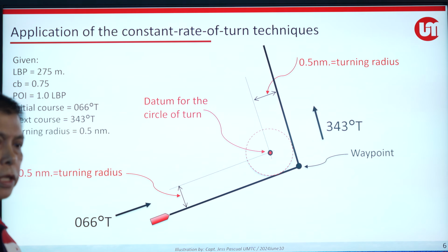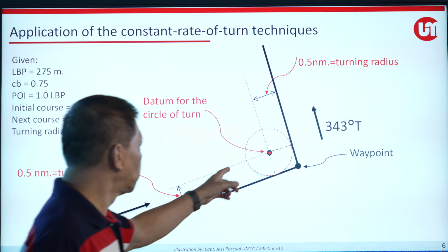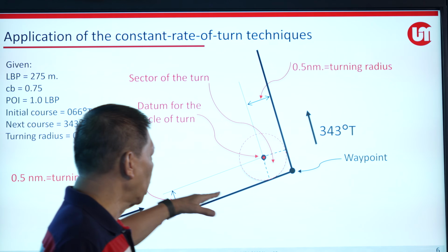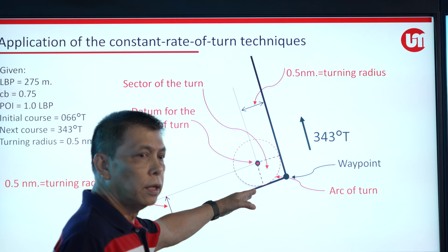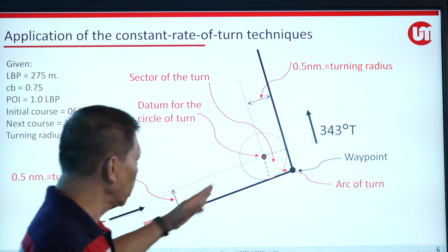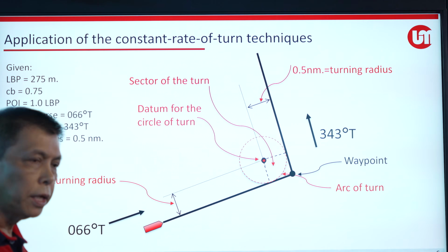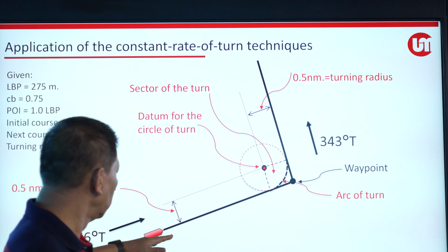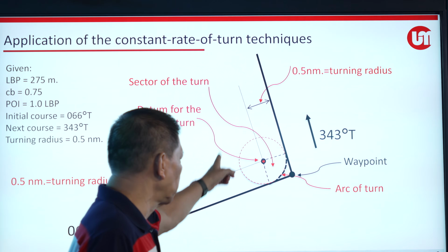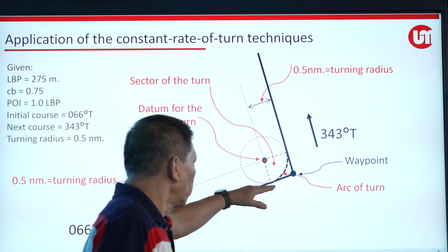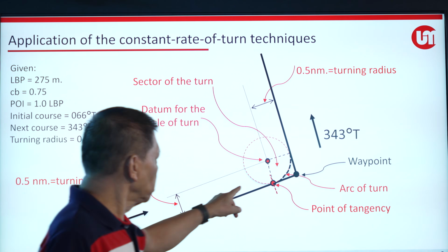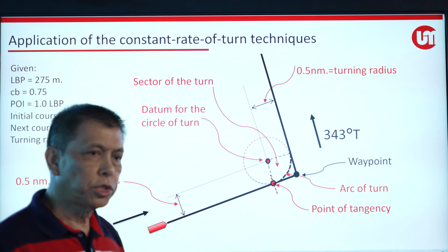What is most important here is this sector, because that's the sector of the turn. This sector contains the arc of the turn. The arc of the turn is the track that the ship should follow while making the turn. Now, as you can see here, we have the line and we have the circle. The tangency point here is what we call the point of tangency. It is actually the point where the ship should start turning.